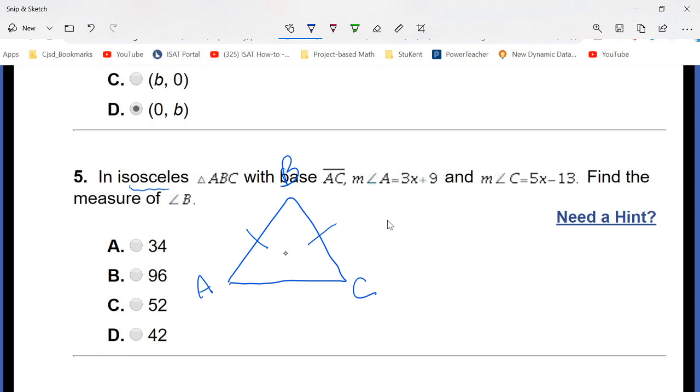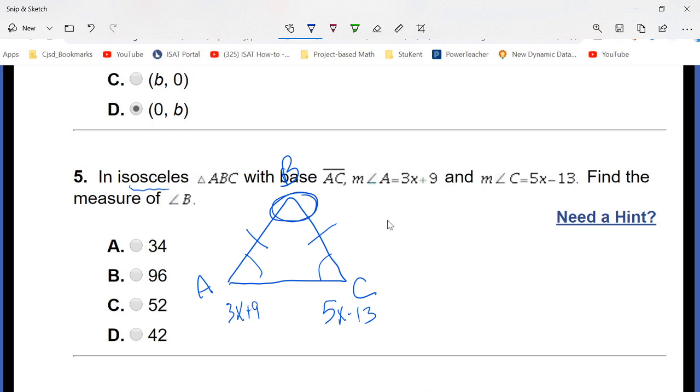That means I also know the angles opposite the legs, or the base angles. We call it the base angle theorem. These two have to be congruent to each other as well. So this angle, the measure of angle A, we're going to call 3x plus 9, and this angle here is 5x minus 13. They want us to figure out what is the measure of B.